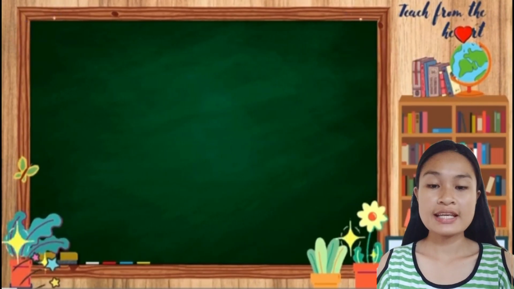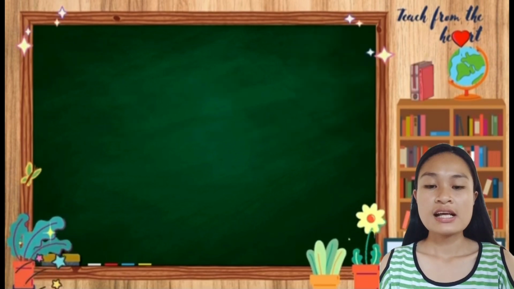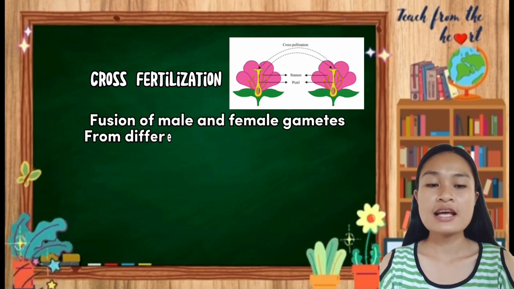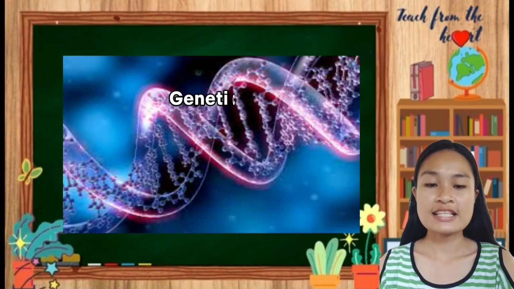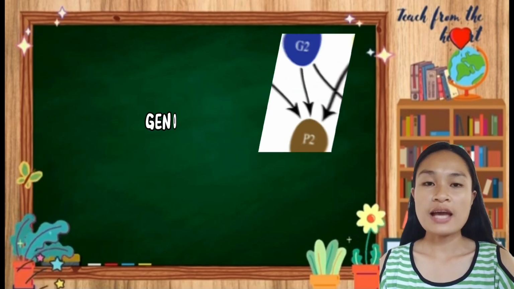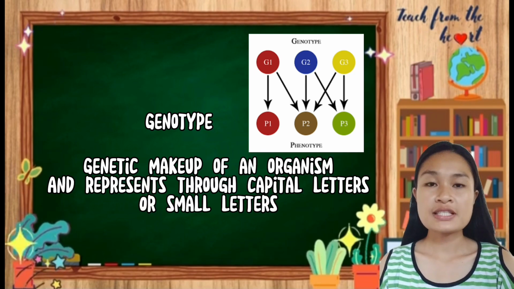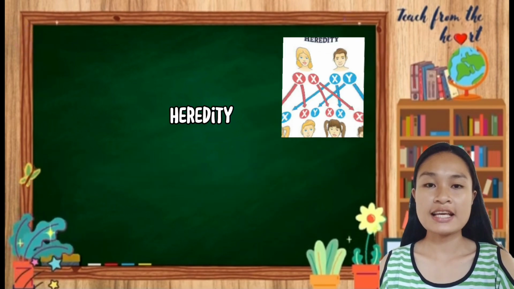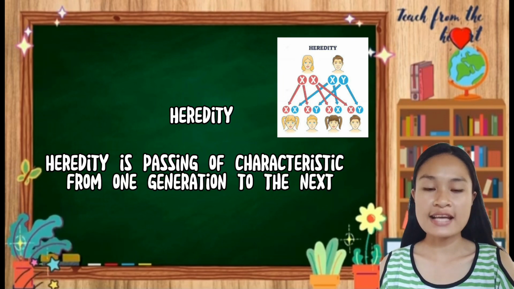The first is alleles. Alleles are different versions of the same gene. Cross-fertilization is the fusion of male and female gametes from different individuals of the same species. Next is genetics. Genetics is the study of heredity and variation. Genotype is the genetic makeup of an organism, represented through capital letters or small letters. The next one is heredity. Heredity is the passing of characteristics from one generation to the next.